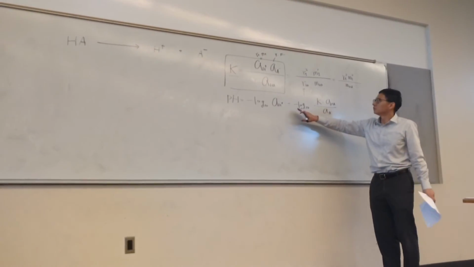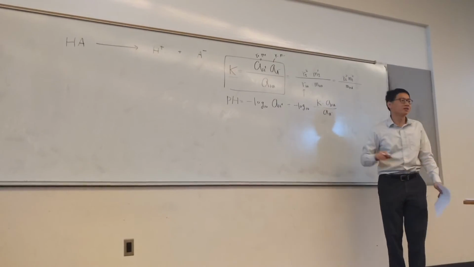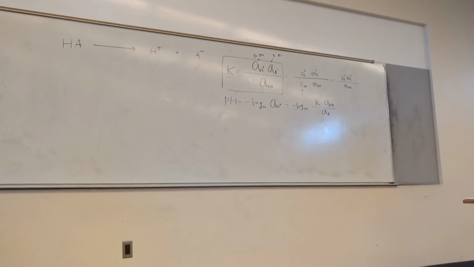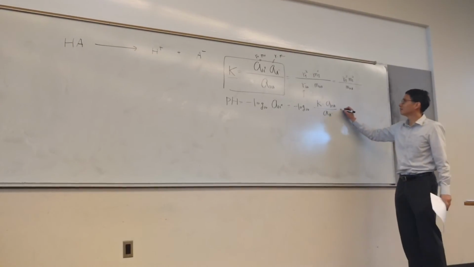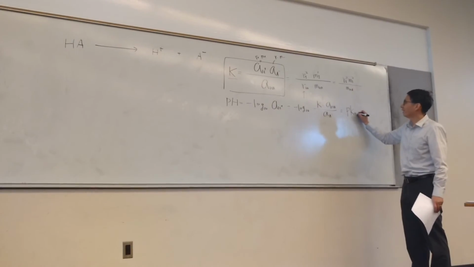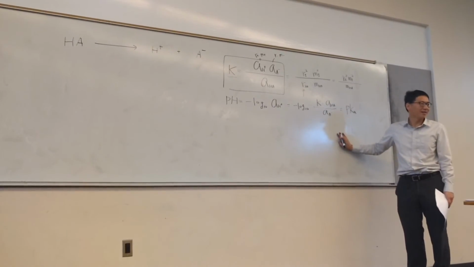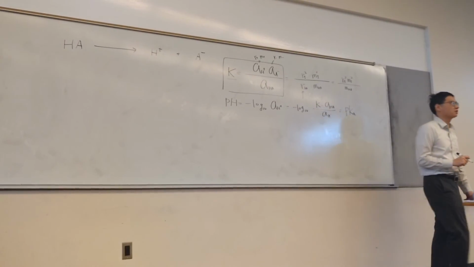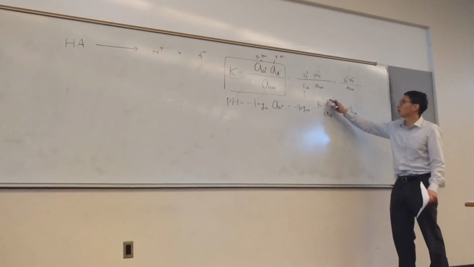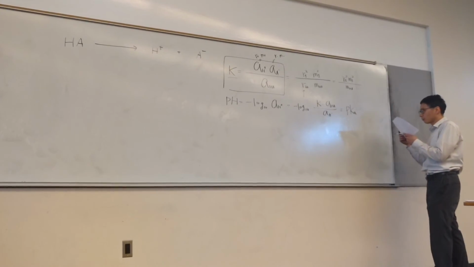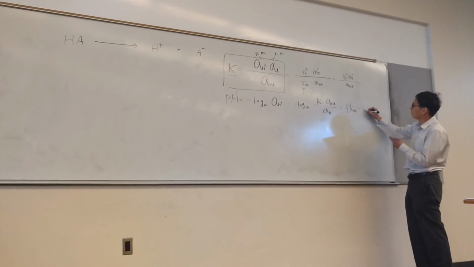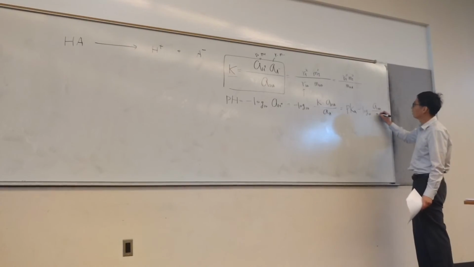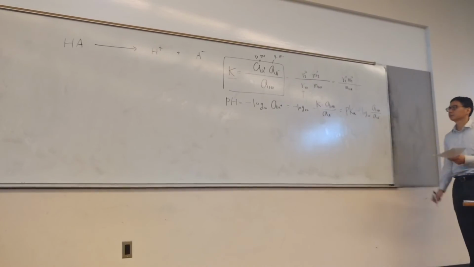So negative log 10 of K, what is left? This term you should be familiar with because it's the pKa. So your pKa is just negative log 10 of the equilibrium constant. And you still have these two terms left, right? So you leave them out, then you have a HA over a A minus.